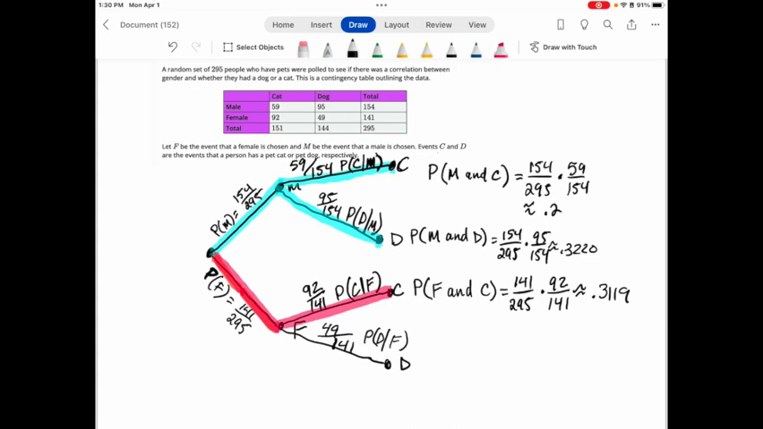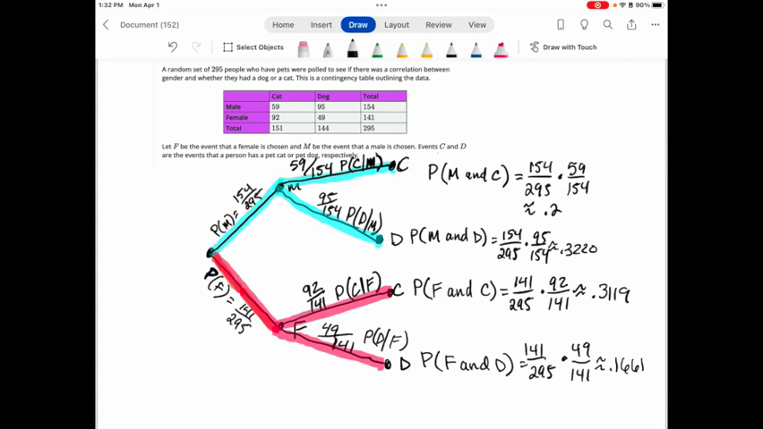Okay, last one. I'm going to make the assumption that I pick a female first, and then I pick someone with a dog. So that would be the probability of picking a female and picking someone with a dog. And when I multiply down the branches, I have 141 over 295 times 49 over 141. And when I multiply that out and I get my approximation, that's going to give me 0.1661.